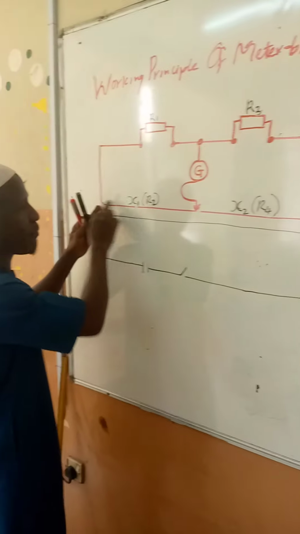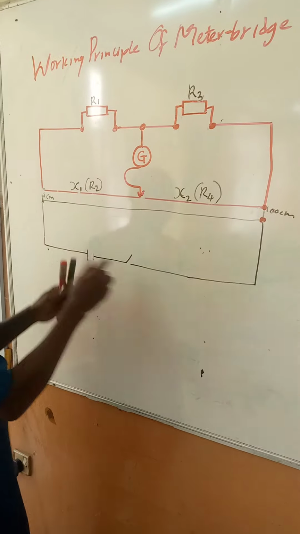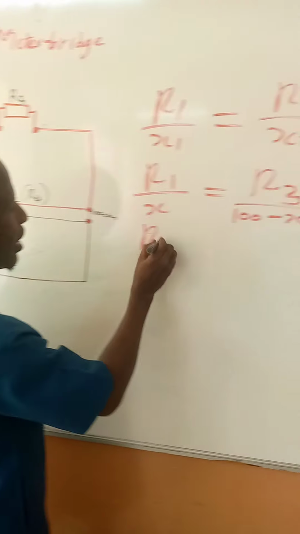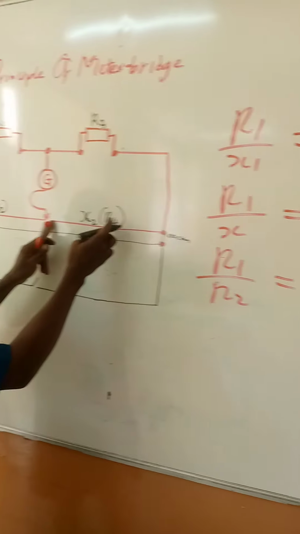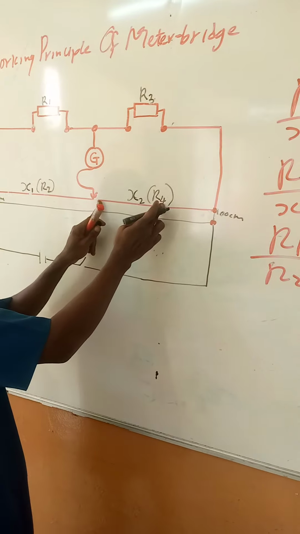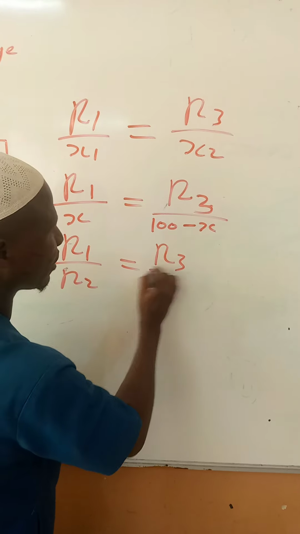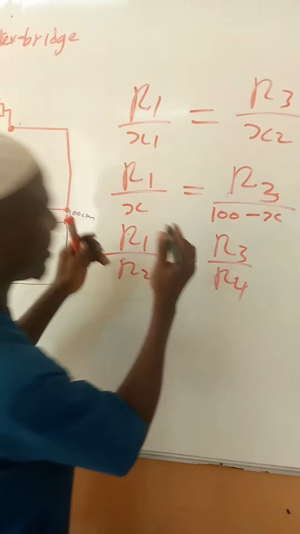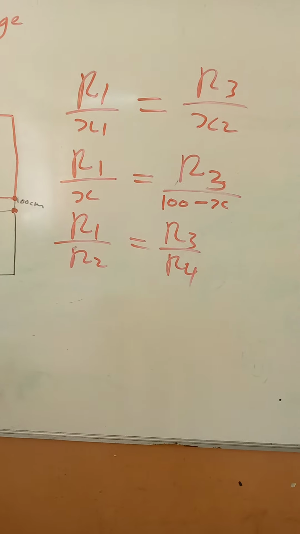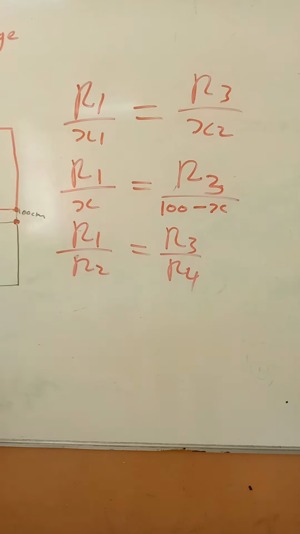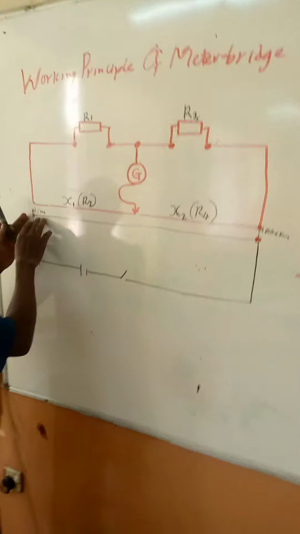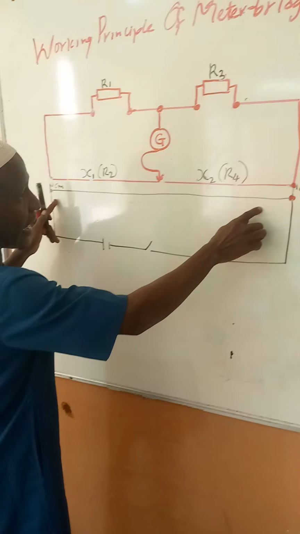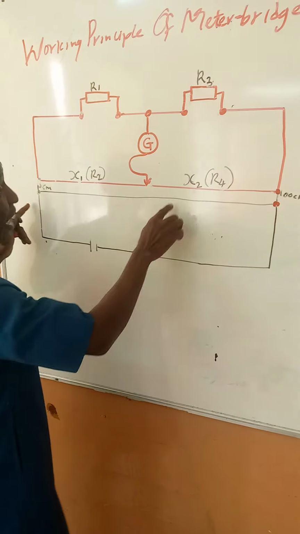So if the distance from here to here is R2, let's replace this one with R2. We're going to have R1 over R2 is equal to, then the rest of the distance will be replaced with R4. We have R3 over R4. And you can see that we arrive at the same formula as what we got in the case of Wheatstone bridge.